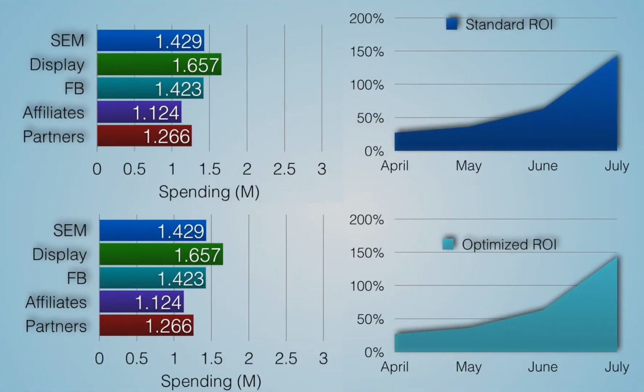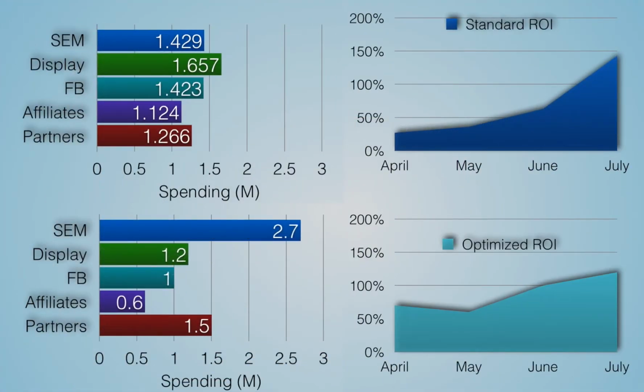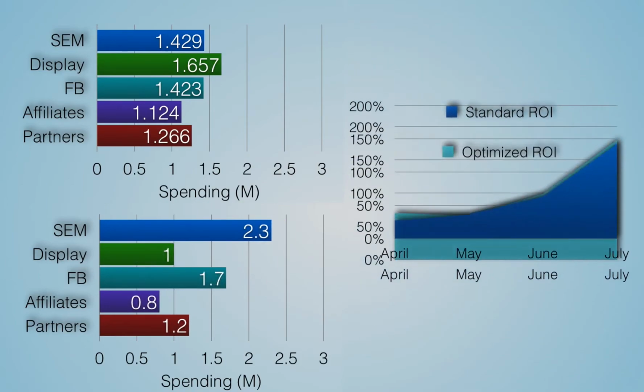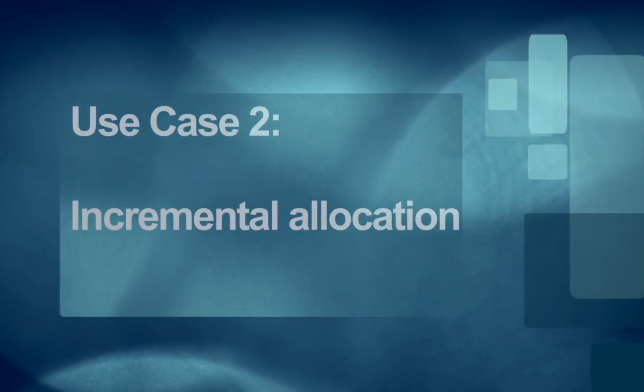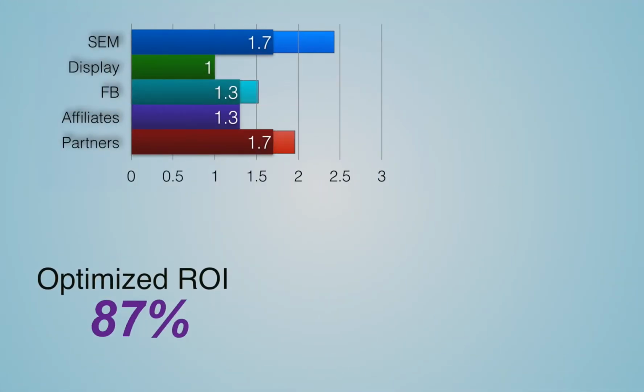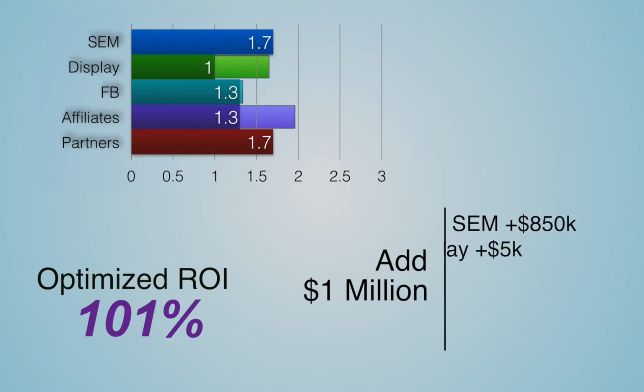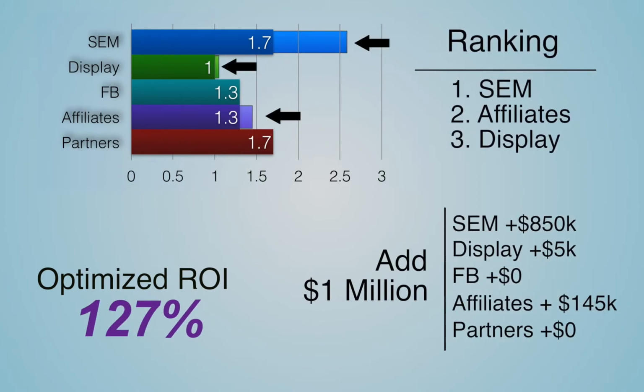Flexibly plan spending budgets on a quarterly or monthly basis and compare optimized plan with original marketing plan. Apply and test incremental investments. Understand where additional spending is allocated with highest effectiveness.